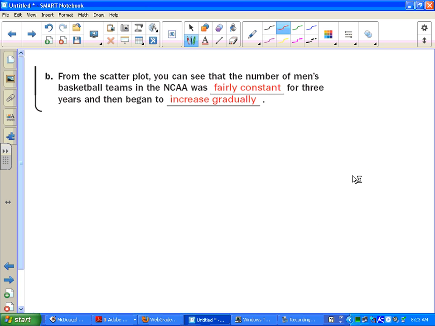And then finally, the last part says from the scatter plot, you can see that the number of men's basketball teams in the NCAA was fairly constant for 3 years. It went down a little bit, but it was almost the same number of teams, and then it began to increase gradually, going up. If you wrote something slightly different from what's up there, but you have the same general meaning, you don't need to change it. Everybody, these are your words to best describe what's going on.